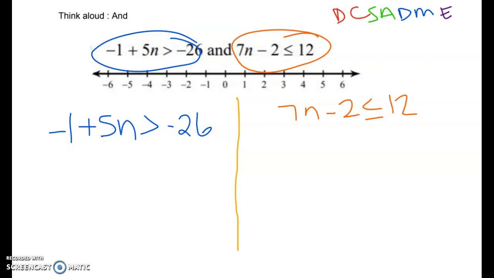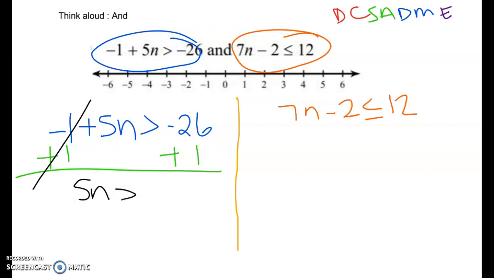The inverse operation of a -1 is a positive one. That means the ones are going to eliminate, and I'm left with 5n is greater than -25. I still need n by itself, and I see it's 5n. I know they are multiplying. The inverse operation of multiply is to divide. I didn't divide by a negative, so the inequality stays the same. -25 divided by 5 will give me a -5 back. So I'm now done solving one equation. I now need to solve for the next equation.